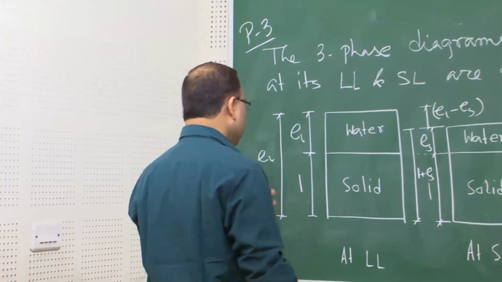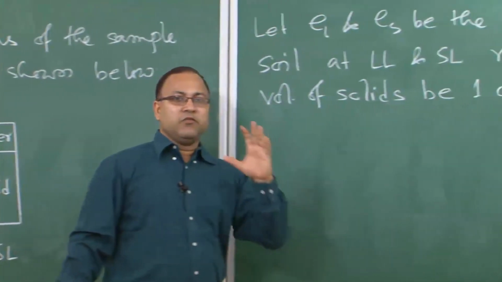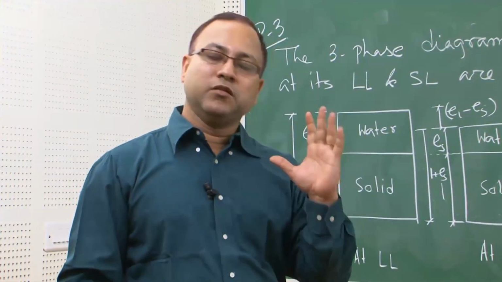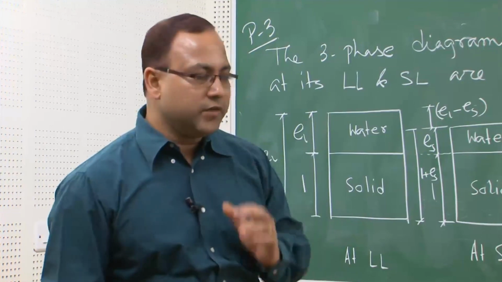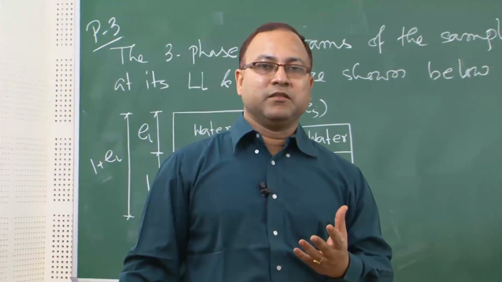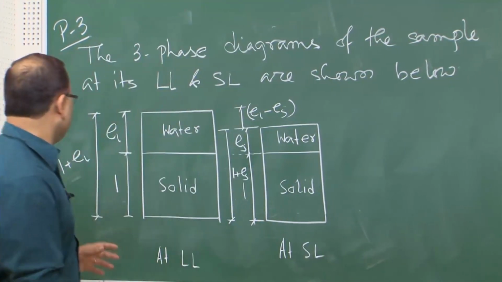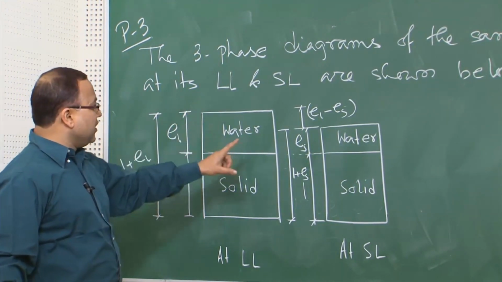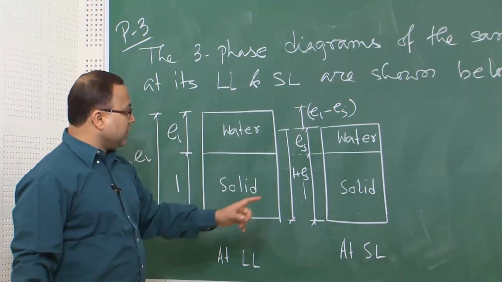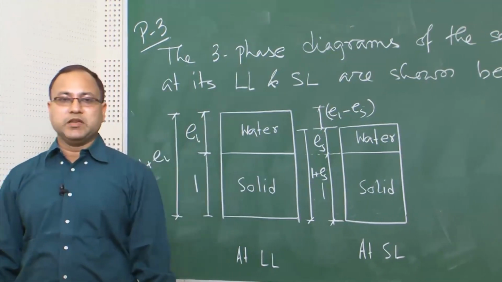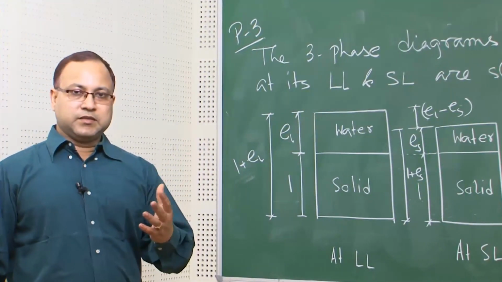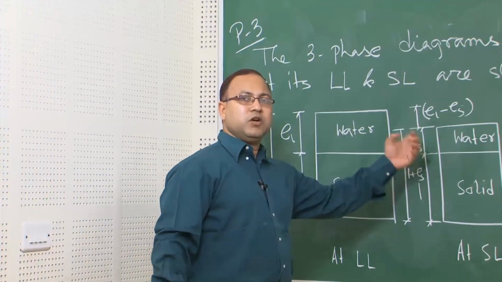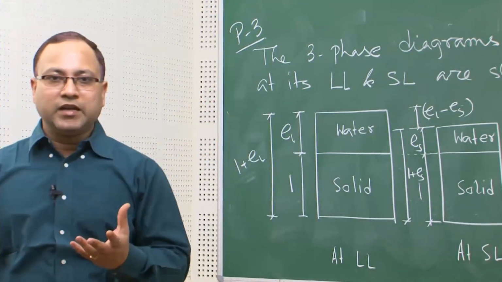Now think about that. What is the definition of EL then? VV by VS at liquid limit. What is the volume of solid at liquid limit? 1, that is already assumed, unity. Then VV should be equal to EL. This is the volume of voids, that is why I have written EL. Similarly, in the case of shrinkage limit, the volume of solid is unity, so VV by VS at shrinkage limit is equal to ES. So ES is equal to the volume of voids at shrinkage limit.